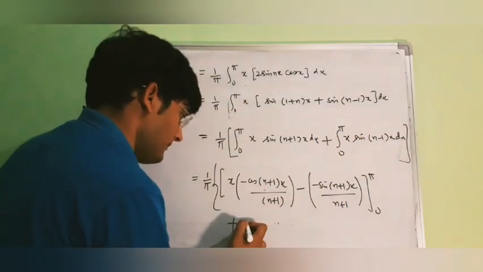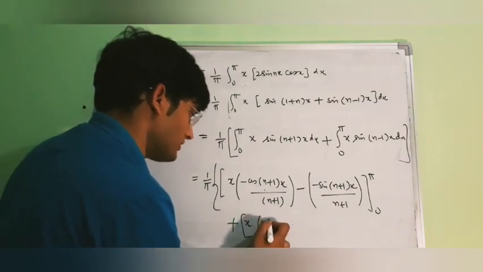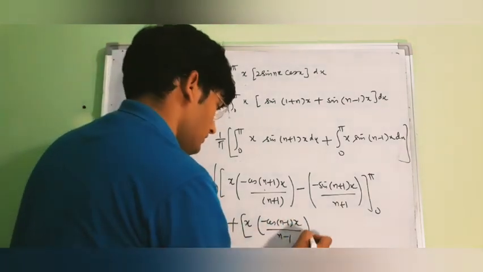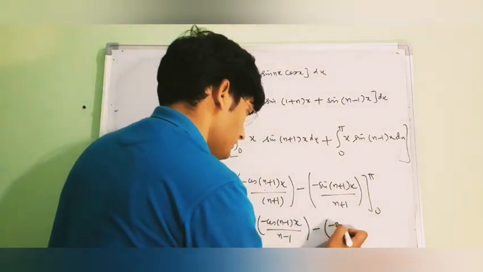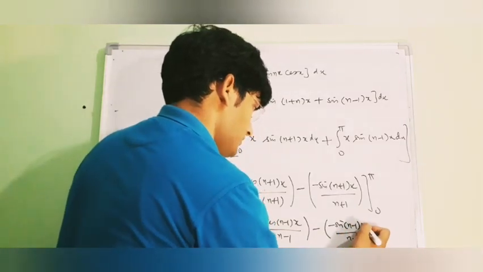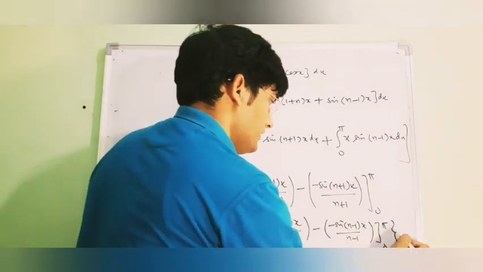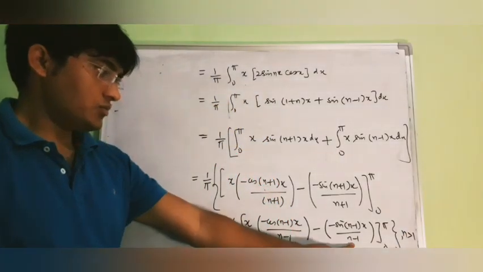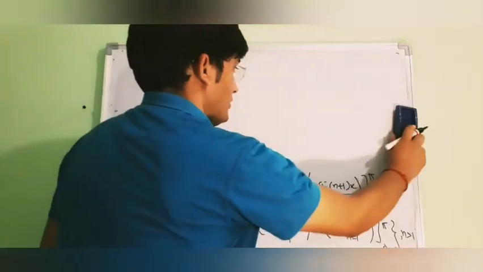So here we will have x, and the integration of sine will be minus cos (n minus 1)x upon n minus 1. Then we will have minus, and the differentiation of x is 1. So here we will have minus sine (n minus 1)x upon (n minus 1) squared, with the limits from 0 to pi. Now please note that n cannot be equal to 1, so n has to be greater than 1, because if n is 1, then we will have infinity. So here n must be greater than 1.